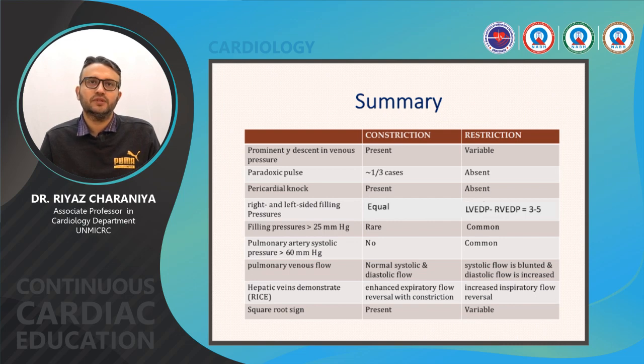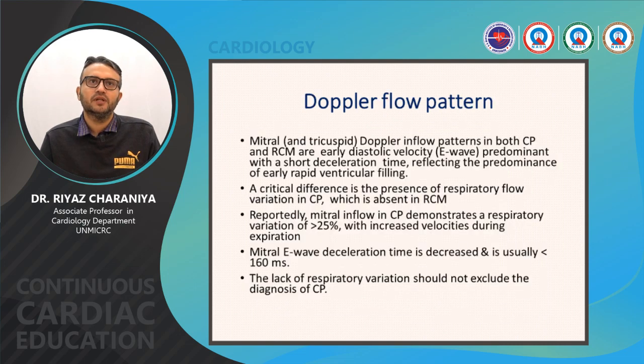Now, if you see the Doppler differences between them, the mitral Doppler inflow patterns in both CP and RCMP show the early diastolic wave, that is the E wave, is prominent with a short deceleration time. It reflects predominantly early rapid filling. A very critical difference is the absence of respiratory variation in restrictive cardiomyopathy.